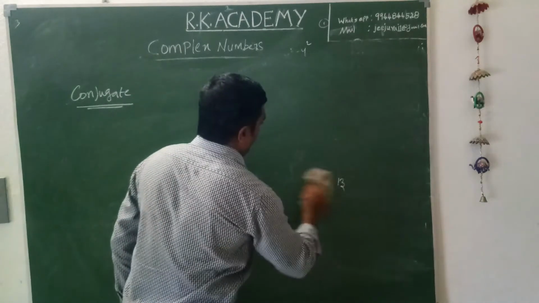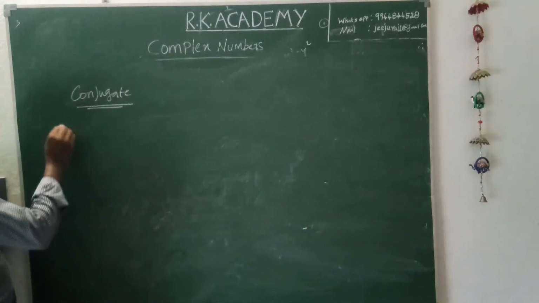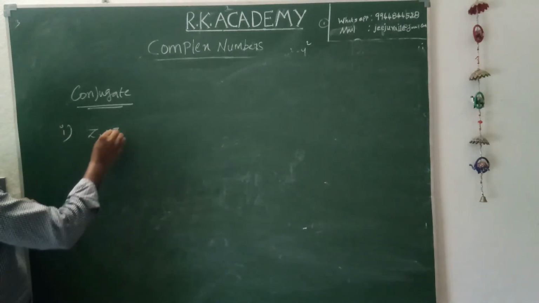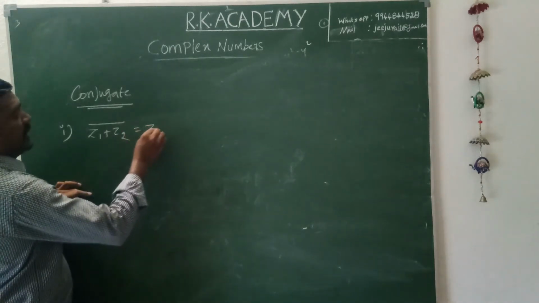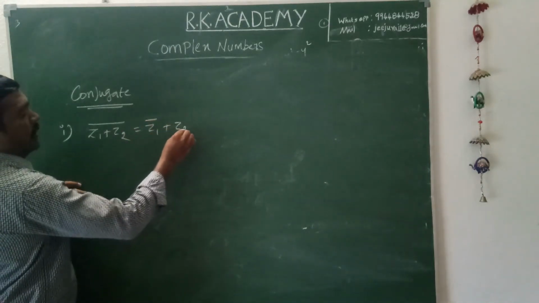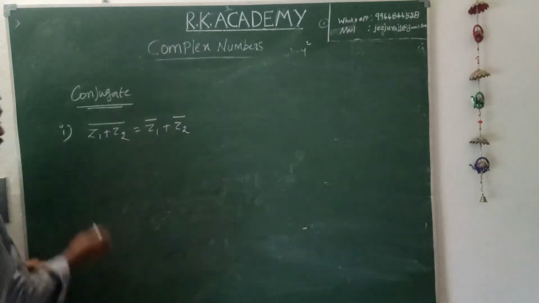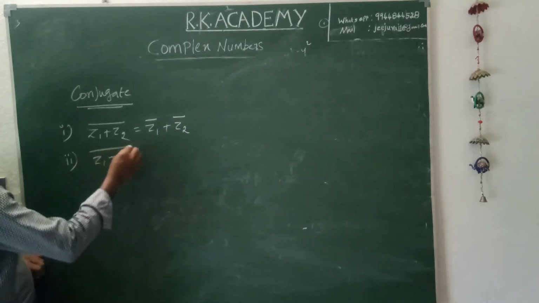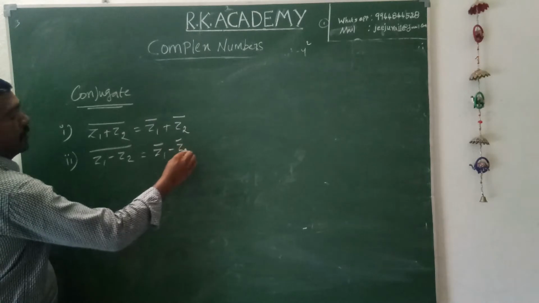Now we are going to see the properties of the complex number. What are all the properties? The very first property: z1 plus z2 the whole bar is equal to z1 bar plus z2 bar. You can split and write the conjugates. Second one: z1 minus z2 the whole bar is z1 bar minus z2 bar.